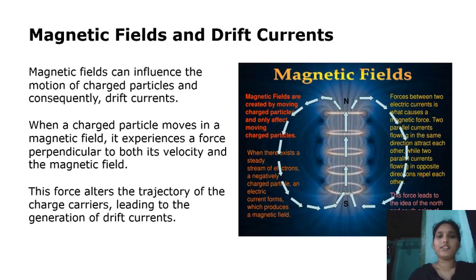Magnetic fields and drift currents. Magnetic fields can influence the motion of charged particles and consequently drift currents. When a charged particle moves in a magnetic field, it experiences a force perpendicular to both its velocity and the magnetic field. This force alters the trajectory of the charge carriers, leading to the generation of drift currents.